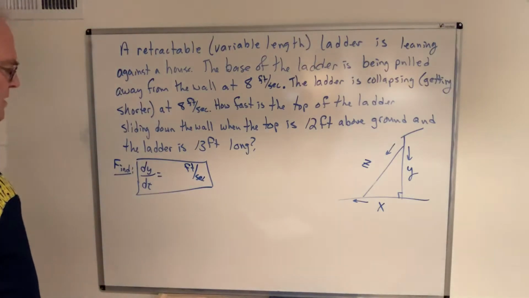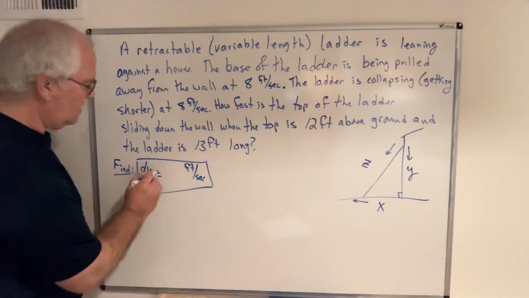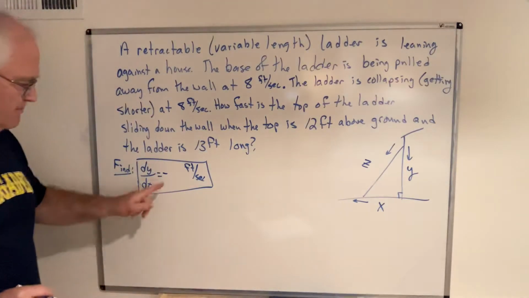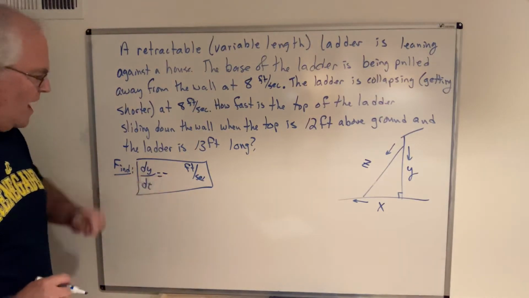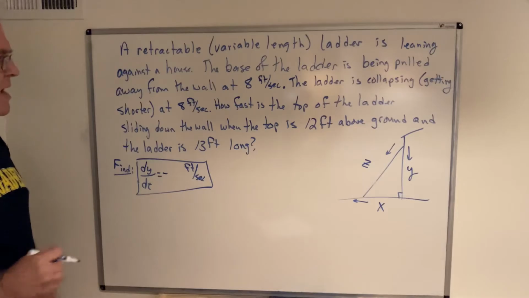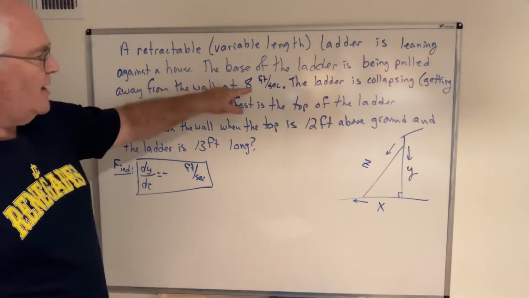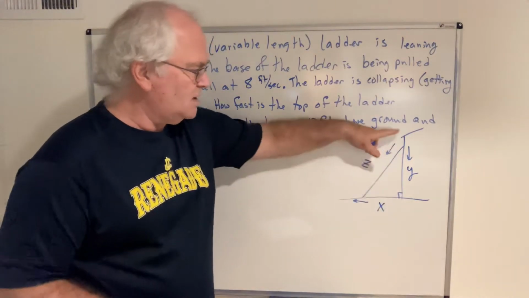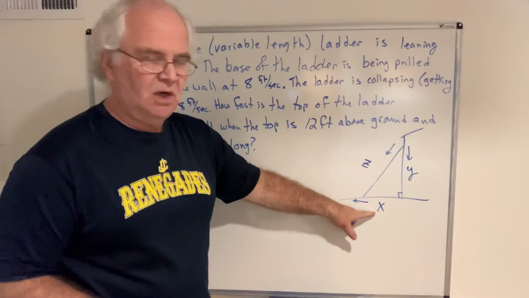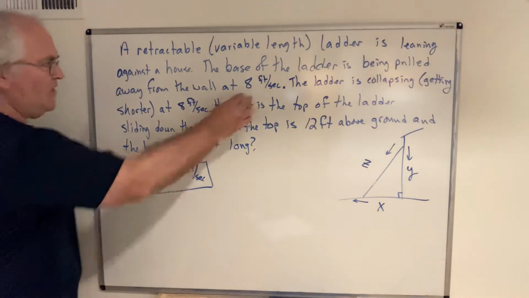That's correct. We also know y is getting shorter, and so this better be a negative number when we're done. This better be negative something. I'm just going to remind myself that it needs to be negative. What else are we given? The base of the ladder is being pulled away from the wall at 8 feet per second. X is the one getting larger. Y is getting smaller. Z is getting smaller. X is getting larger at 8 feet per second.